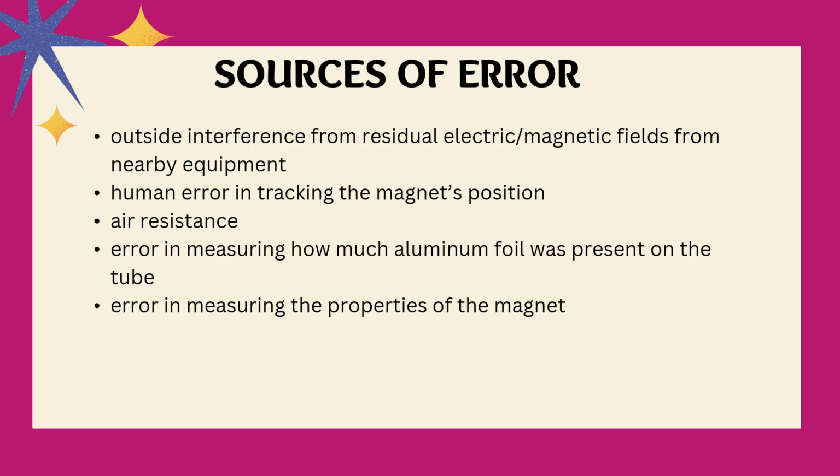I've already talked about this a little bit, but some sources of error are outside interference from residual electric/magnetic fields from nearby equipment like my computer. There's definitely some human error in tracking the magnet's position. Air resistance is unaccounted for, and there might be some error in measuring how much aluminum foil was present on the tube, and an error in measuring the properties of the magnet.